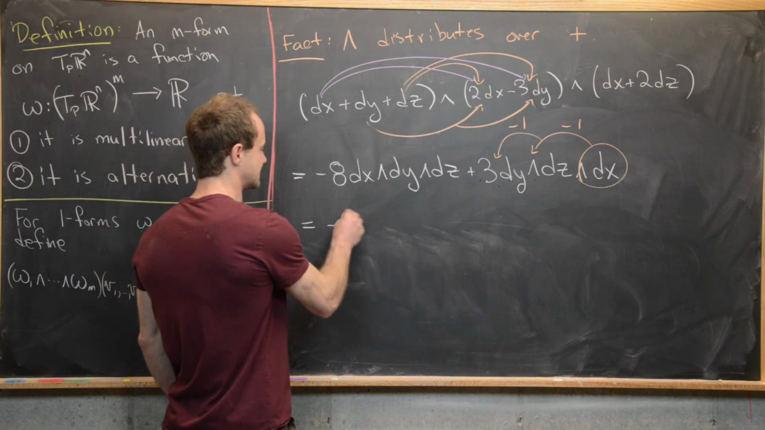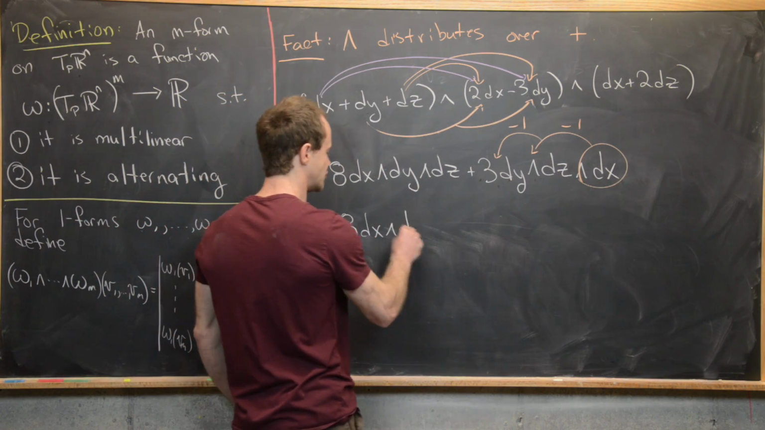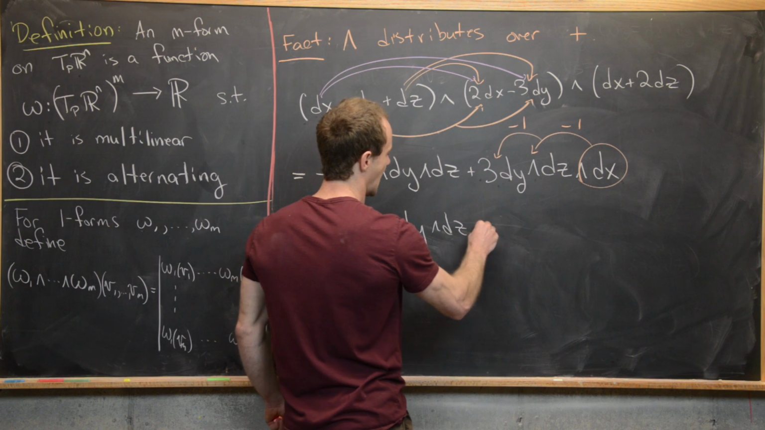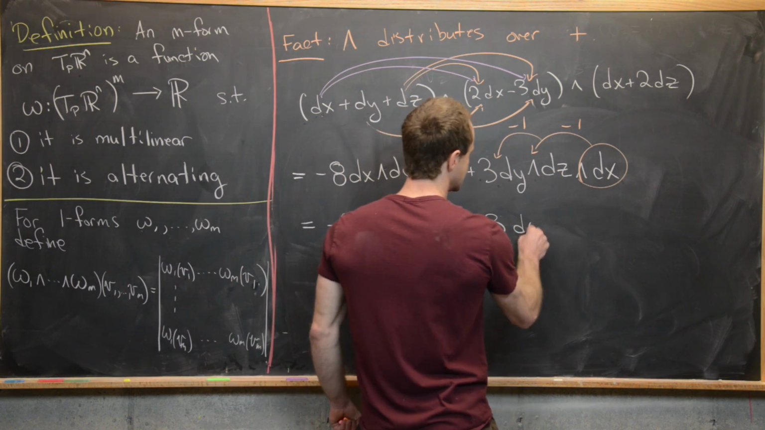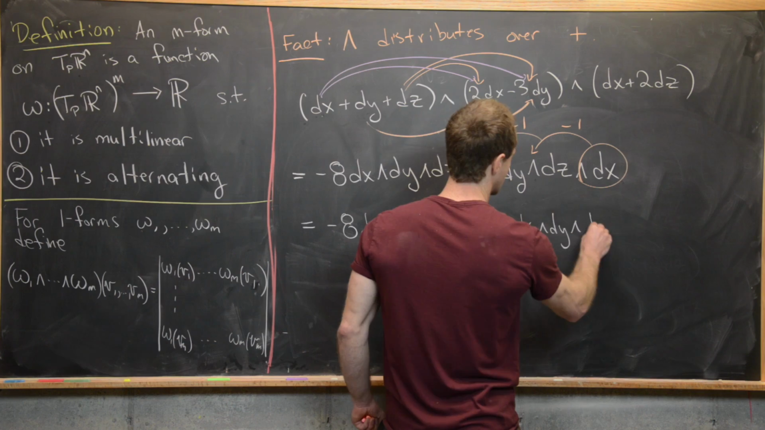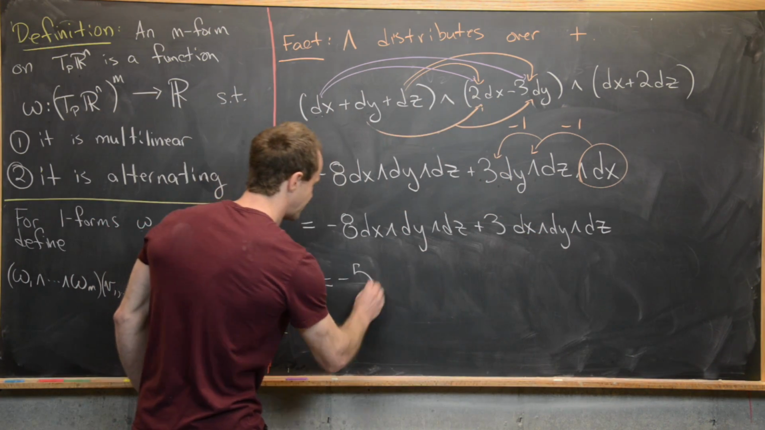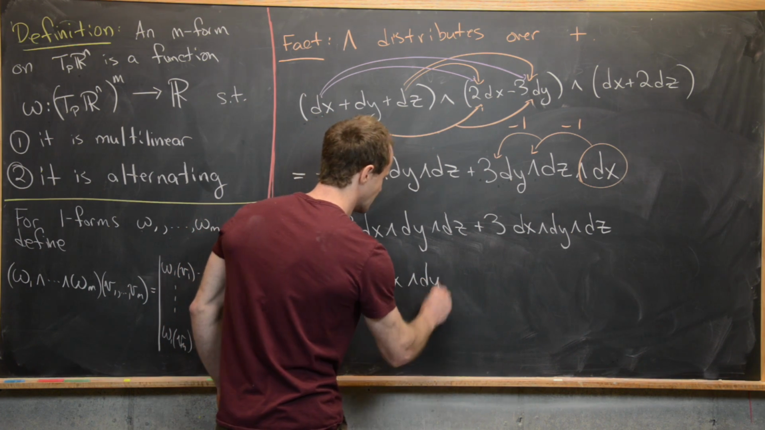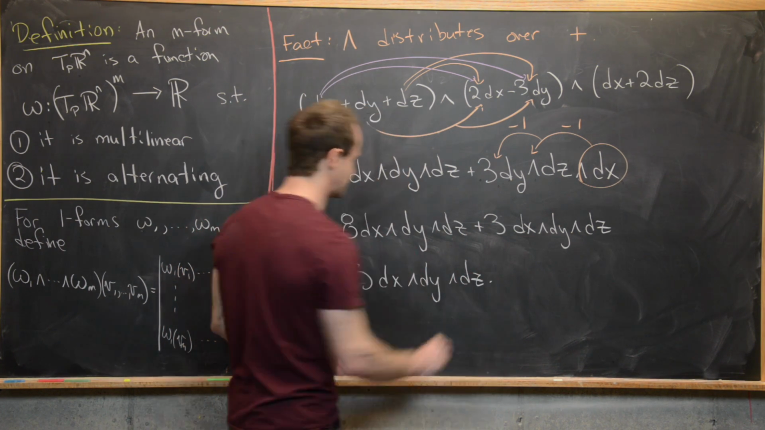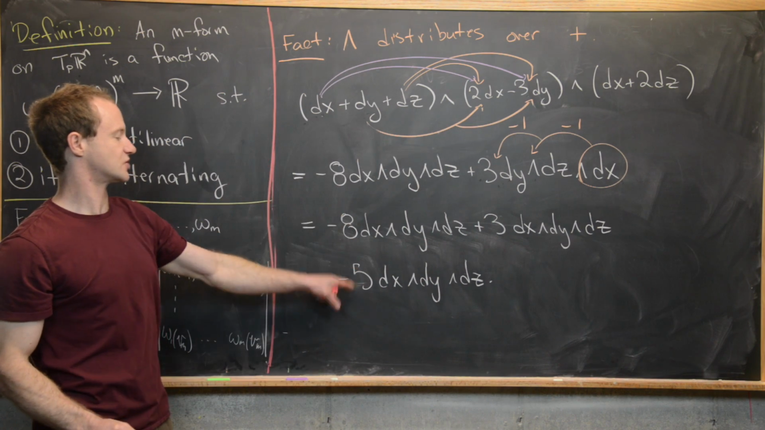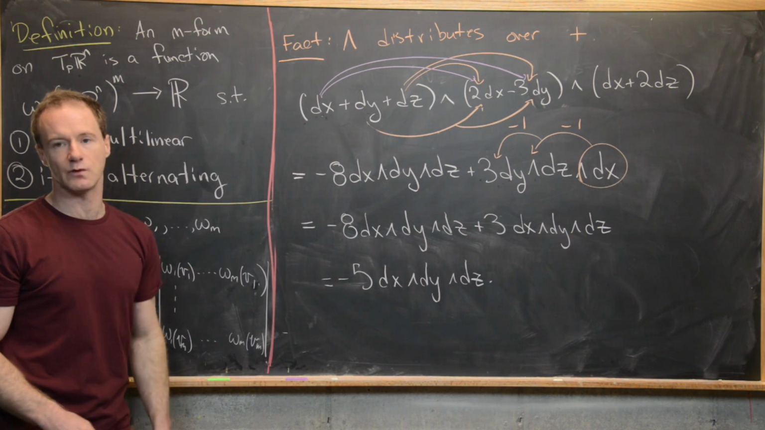So we can rewrite this as minus 8 dx wedge dy wedge dz, and then plus 3 dx wedge dy wedge dz. So in the end, we'll get minus 5 dx wedge dy wedge dz. And so that is the combination, or the triple product, of these three one forms.